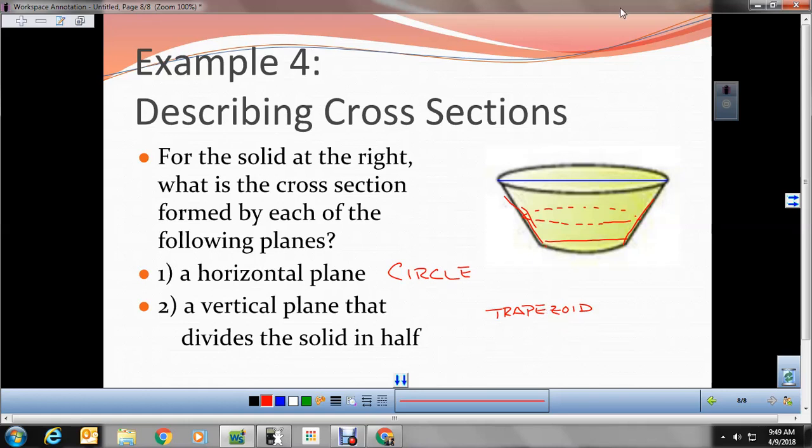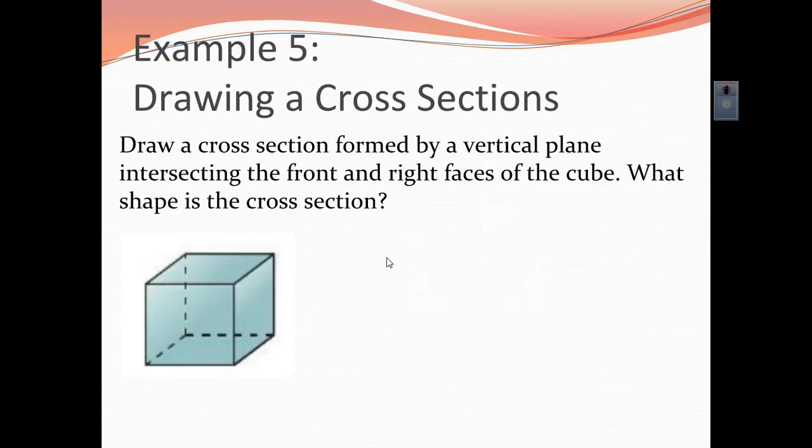So, I want you guys to try this next one. Draw a cross section formed by a vertical plane intersecting the front and right faces of the cube. What shape is the cross section? Pause the video, try it, and come back to see if you got it correct.